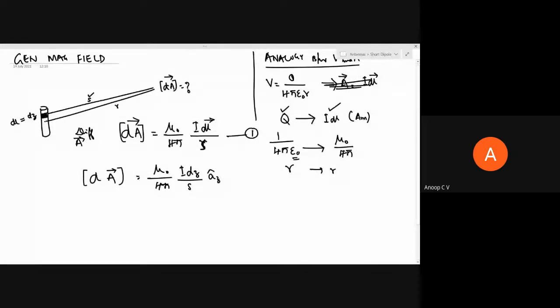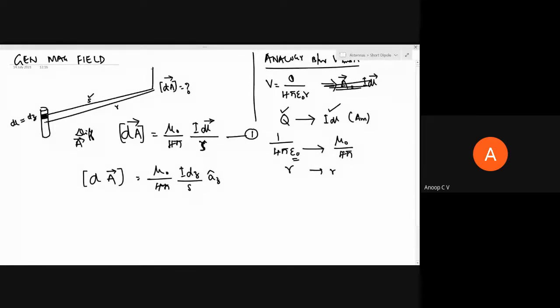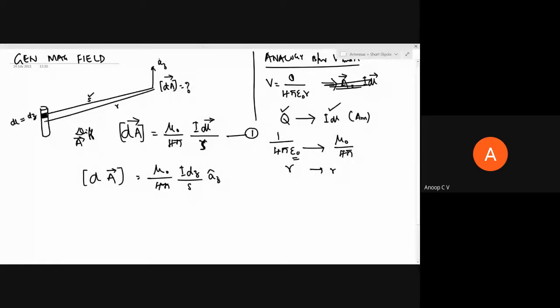So what you have to keep in mind is that the direction of vector magnetic potential is the direction in which the current flows, or the direction of the differential length element I dl. So it's directed along the z axis. So at this point, the vector magnetic potential is directed along the z axis, or az cap. So this is the direction of dA.